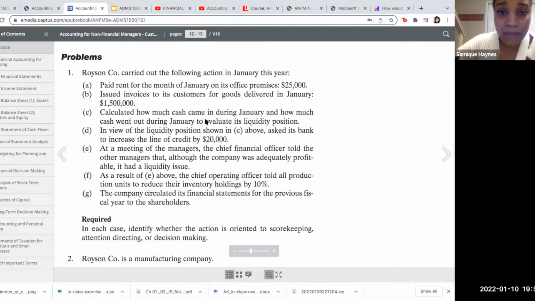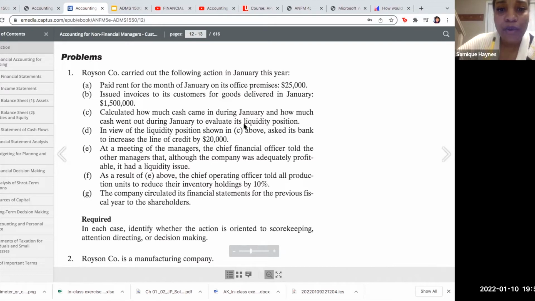C: calculated how much cash came in during January and how much cash went out during January to evaluate its liquidity position. So we calculated these things in order to evaluate the liquidity position. I'm seeing attention directing, and that's correct. We want to focus our attention on the liquidity position of the business.